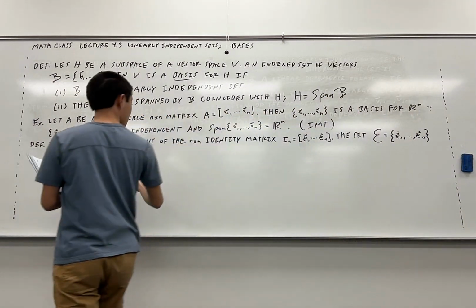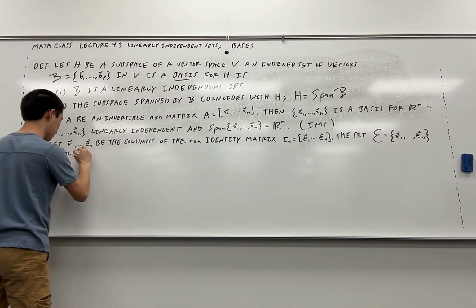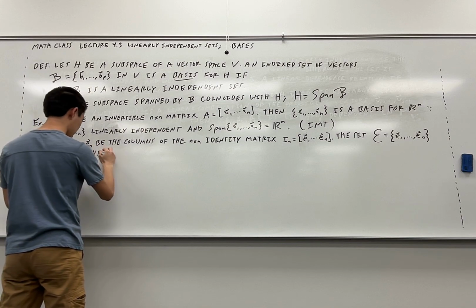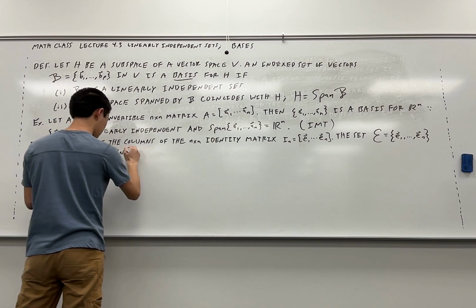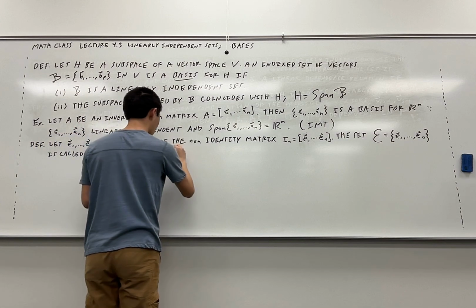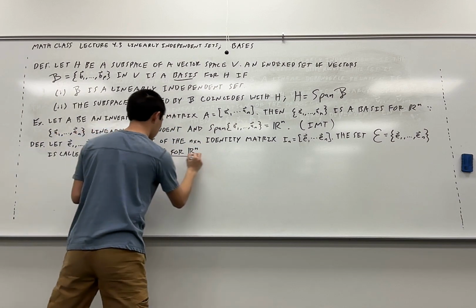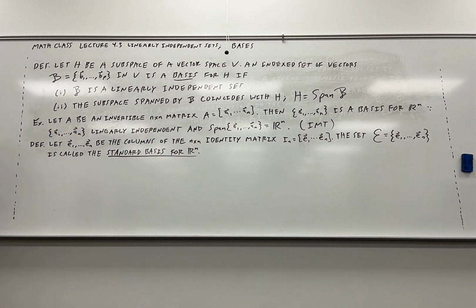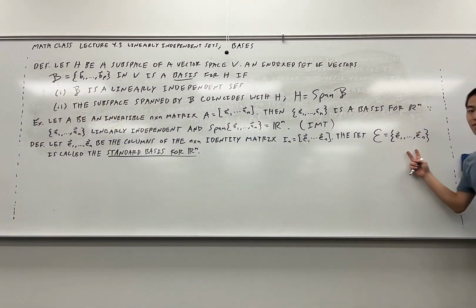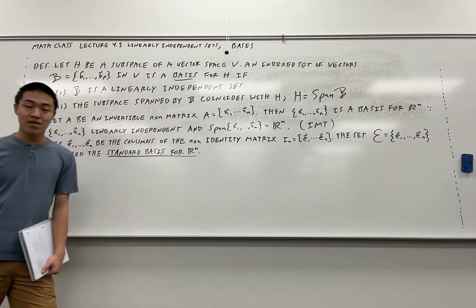That is called the standard basis for specifically Rn. Standard basis for Rn. Because really think about it. I mean, what are these E1 through En vectors? If we want to visually think about it, they are kind of like the unit vectors.